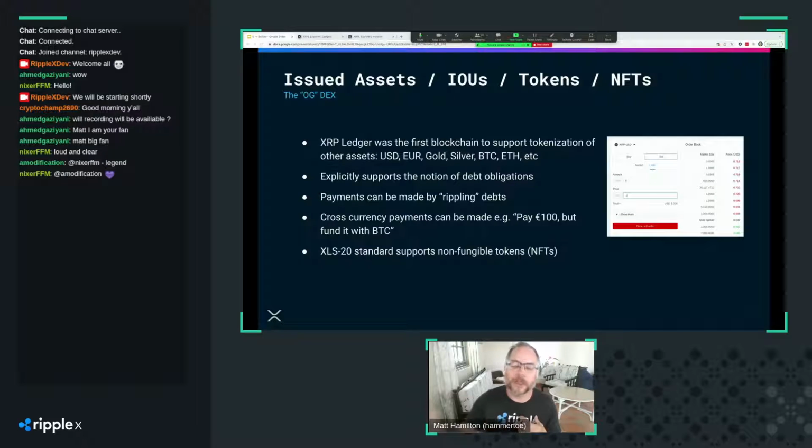So I might say I only trust them for up to $1,000, but I don't trust them any further, right? So it's an explicit representation on the XRP ledger rather than an implicit one in something like Ethereum. And what is interesting is you can make payments by what's called rippling debts. This is where the name Ripple came from originally.